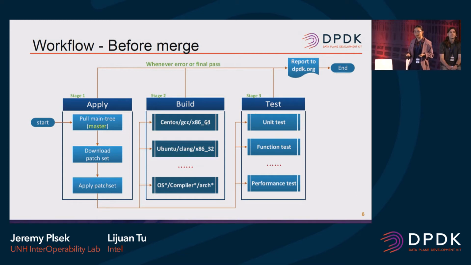All the tests and the builds are run in parallel. For the build test, we will have different combinations of the OS, the compiler, and the architecture. For example, we will have CentOS and GCC on the 64-bit x86 architecture, and also Ubuntu and Clang on the 32-bit x86 architecture. Currently, we have 70 combinations with this build test, and this is the unit test, function test, and performance test.